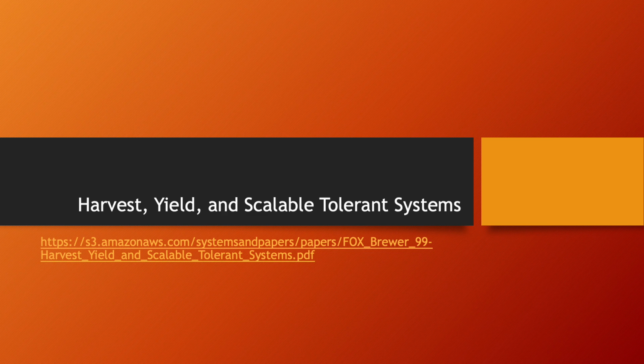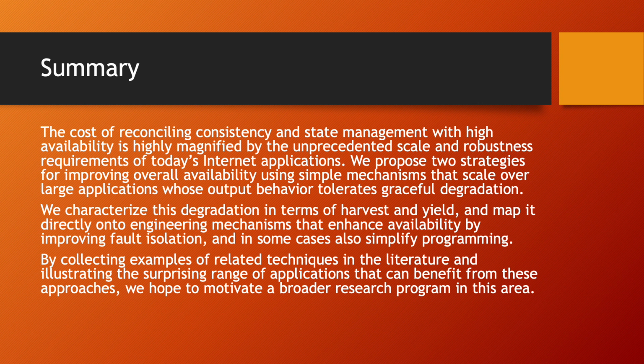The paper of the day is Harvest, Yield, and Scalable Tolerant Systems. The cost of reconciling consistency and state management with high availability is highly magnified by the unprecedented scale and robustness requirements of today's internet applications.